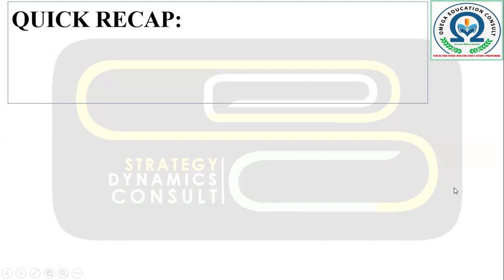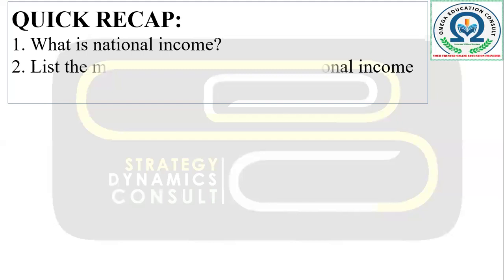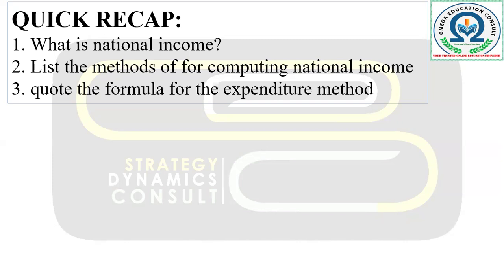Answer the following questions. What did we say national income is? Write it down in 1 minute. Awesome. The next question is: list the methods for computing national income in 1 minute. Great work done. The next question is: quote the formula for computing national income using the expenditure method.